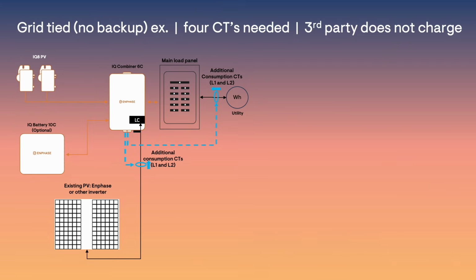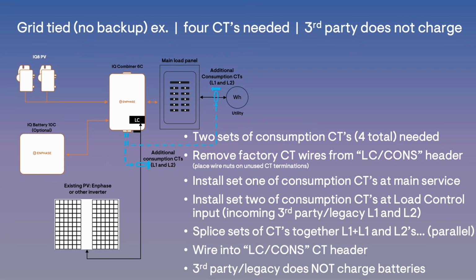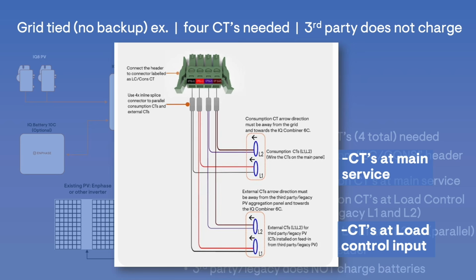With a grid-tied only system, 4 CTs or 2 sets of consumption CTs are required. Here's a visual of the 4 CTs added. The CTs are wired to the revised CT header. The third-party legacy solar cannot be used to charge batteries and is not separately monitored.